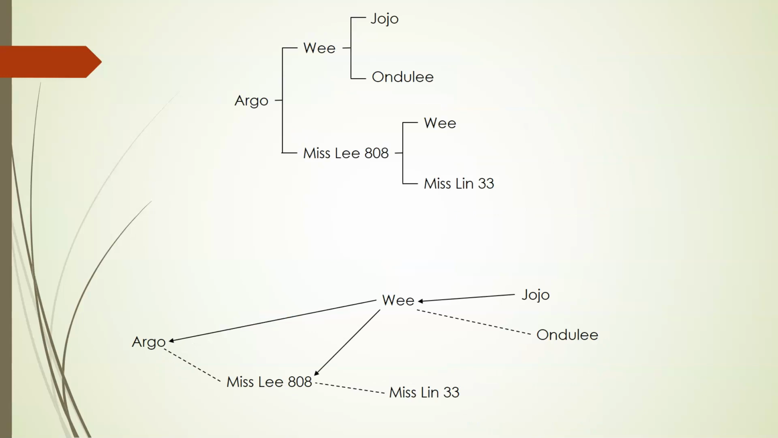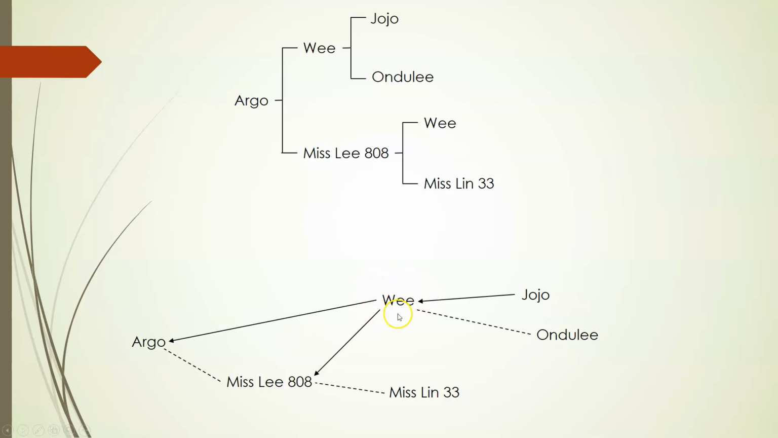Here is another example. So we have this bull Argo. He is out of the bull Wee. Wee goes back to Jojo and Andule. Then Miss Lee 808 also goes back to Wee and Miss Lynn 33. But if you see in the bottom, obviously there's a big difference here.